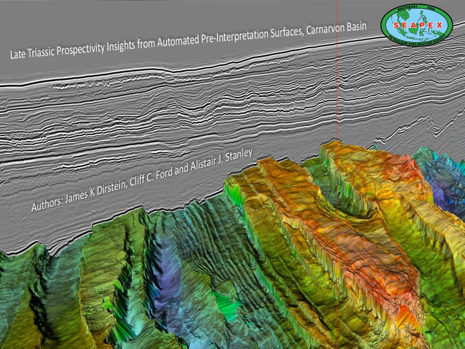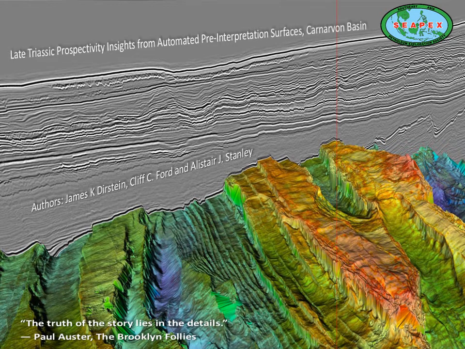We're going to talk about the late Triassic prospectivity insights we've gained from the automatic pre-interpretation application of a lot of the open file 3D datasets from the Carnarvon Basin in Western Australia. The image we're showing here is from one of these surfaces, showing an immense amount of structural detail, and that is going to lead into my first of two quotes.